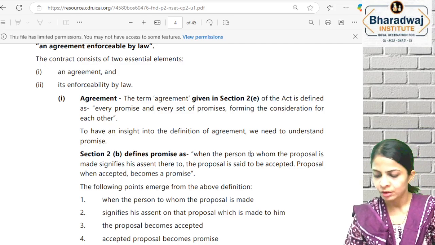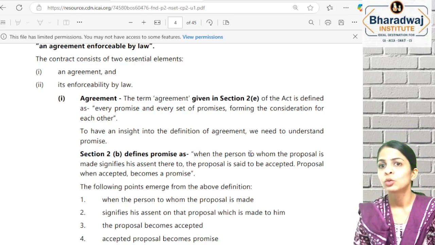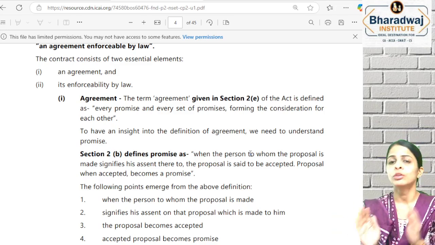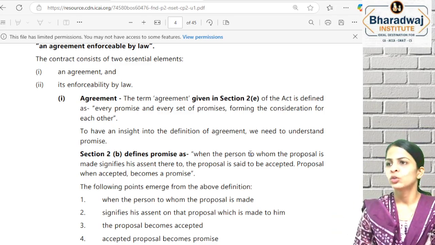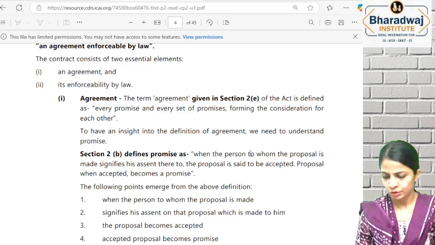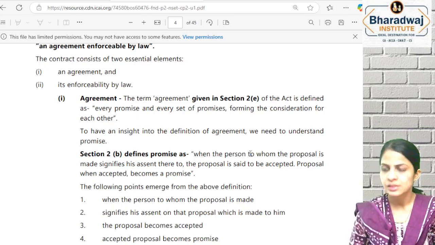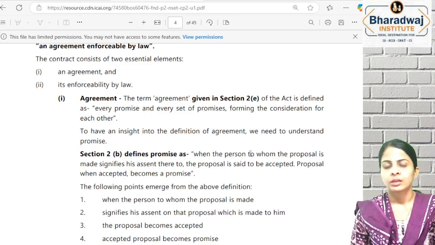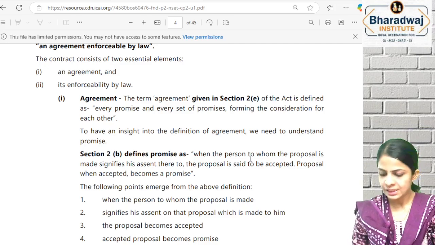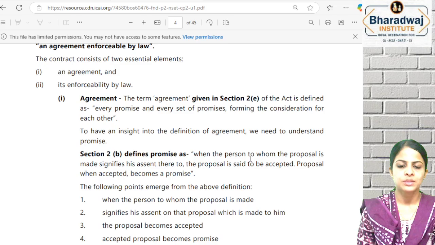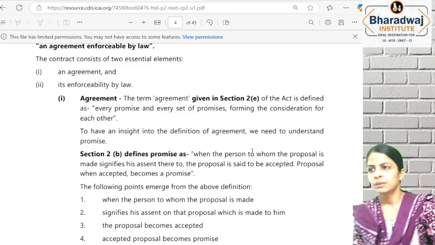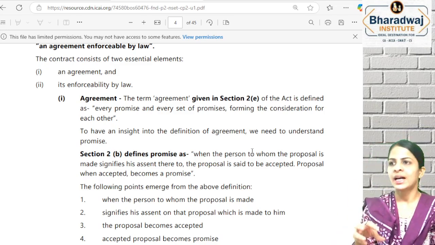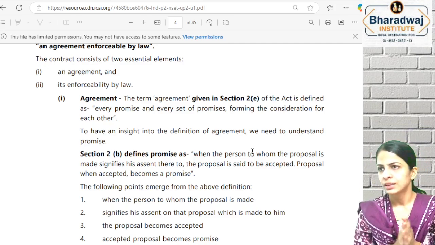Section number: offer, section 2, subsection A. As I told you before also, wherever possible, try to learn section numbers. Acceptance, section 2, subsection B. Next is agreement, section 2, subsection E. What is an agreement? Together, offer and acceptance is known as agreement.